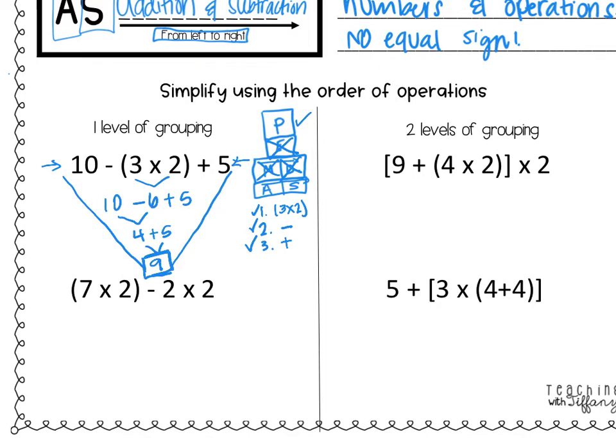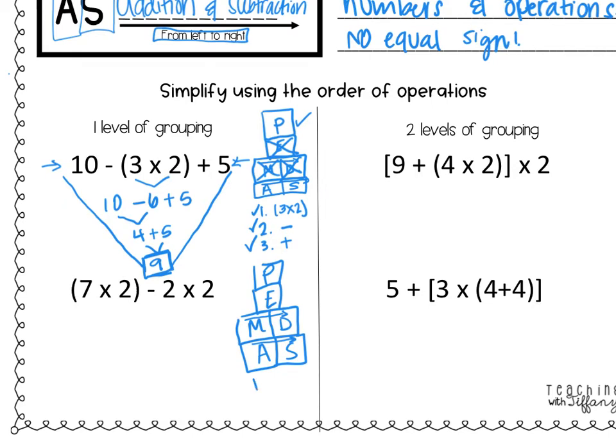Remember, you have to write down your PEMDAS every single time you have a problem like this. So P for parentheses, E for exponents, M for multiplication, D for division, A for addition, and S for subtraction. Put your arrow above your M and your D so you can remember to solve from left to right. An arrow above your A and your S to remember to solve that from left to right. And now you can list your steps.